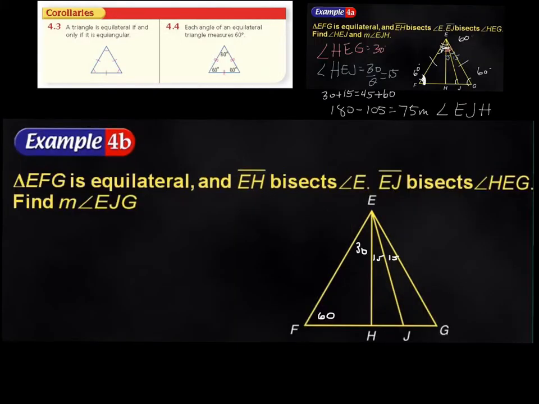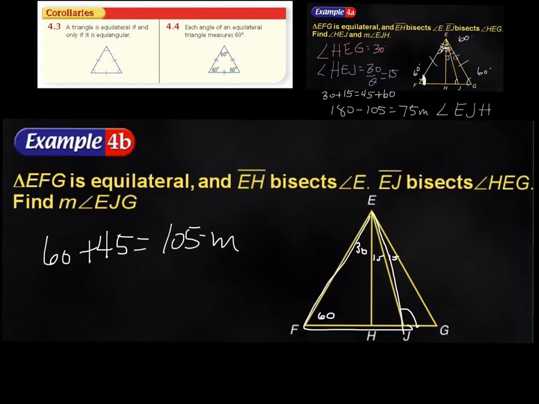For example 4b, they gave us the same exact diagram, and they asked us to find the measure of angle EJG, would be this guy. Well, it looks to me like that is an exterior angle of that triangle EFJ. So all I have to do is add the two remote interior angles. So 60 plus 45, I get 105 for the measure of angle EJG.